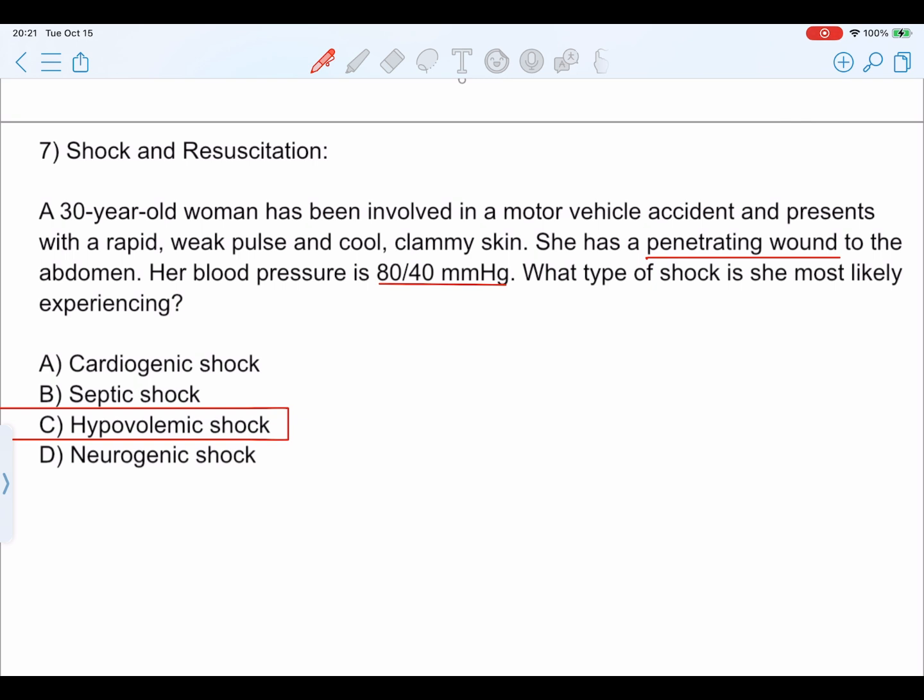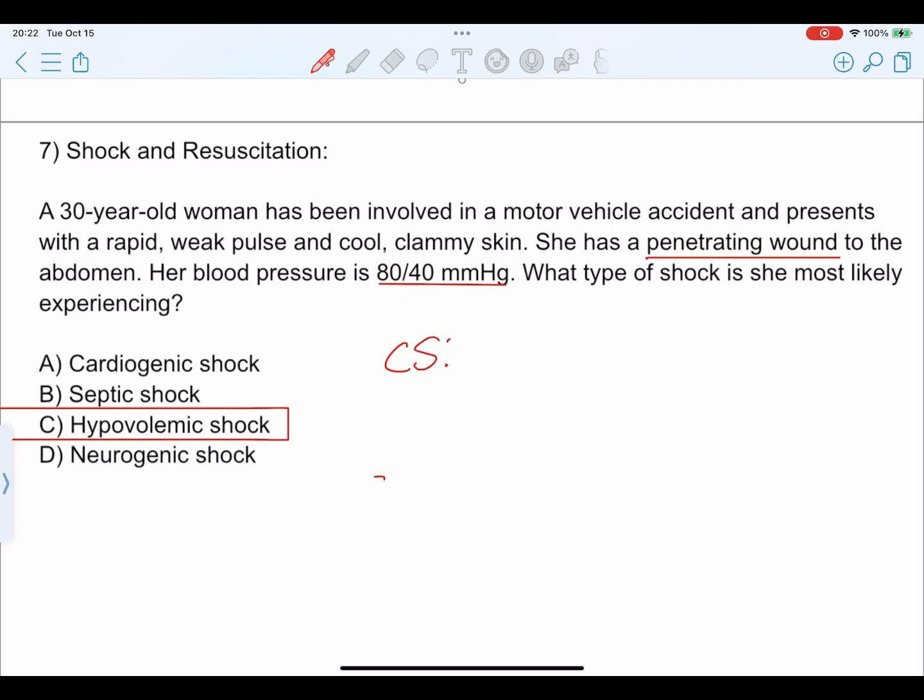Anyways, a 30-year-old woman has been involved in a motor vehicle accident and presents with a rapid, weak pulse and cool, clammy skin. She has a penetrating wound to the abdomen, and her blood pressure is 80 over 40, so that's low blood pressure. What type of shock is she most likely experiencing? So let's go through each of the shocks.